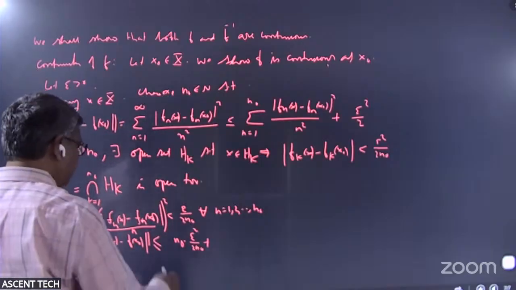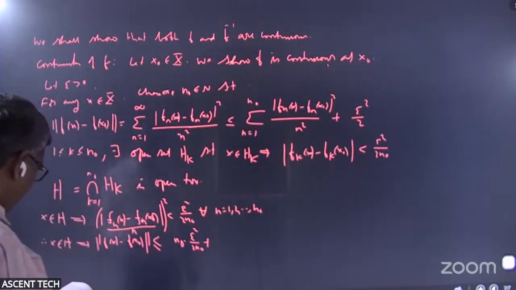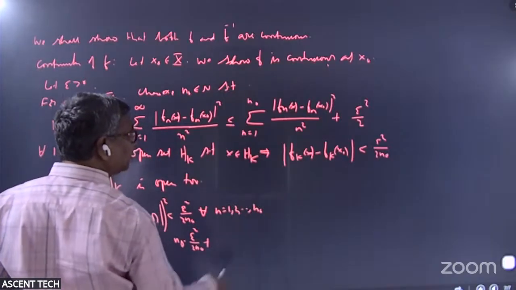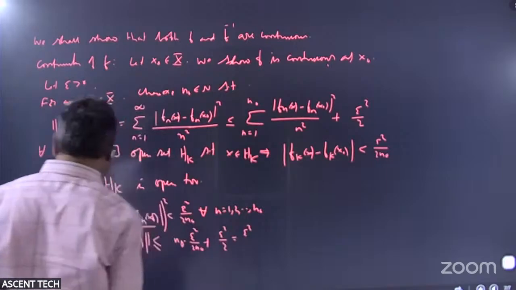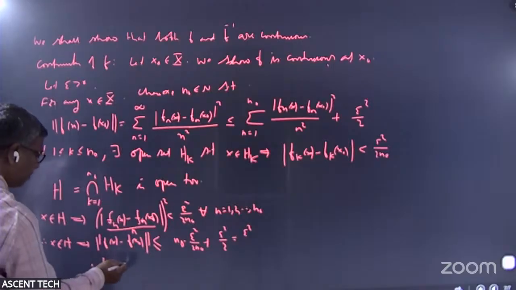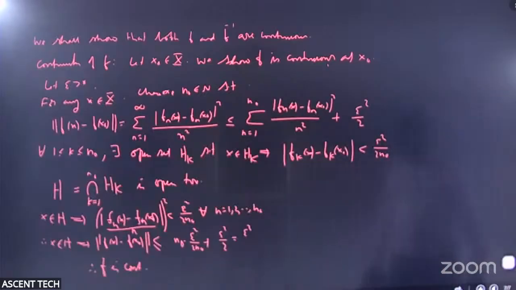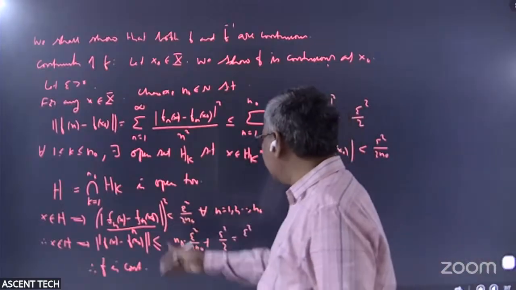So epsilon squared by 2 n naught, plus another epsilon squared by 2 n naught. And this is epsilon squared by 2 plus epsilon squared by 2, so it's epsilon squared. I can make it small. Okay, right? So what did I prove? I proved that f is continuous. That's it. Very nice proof.